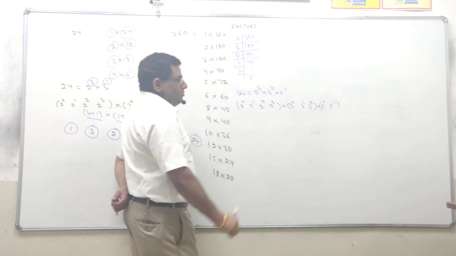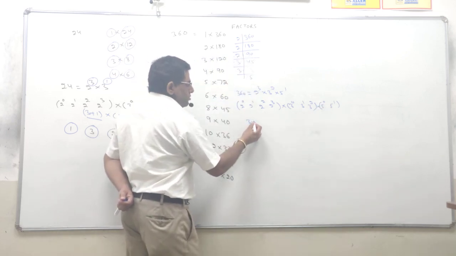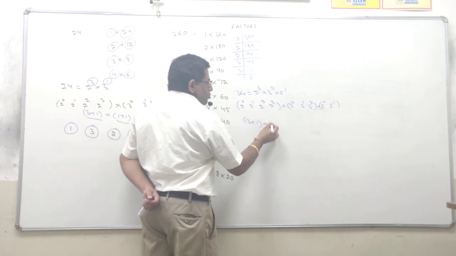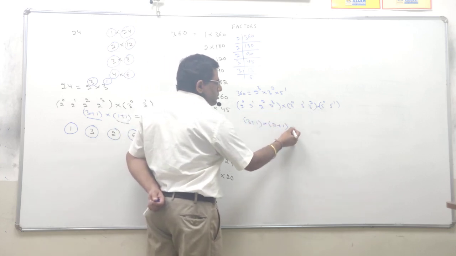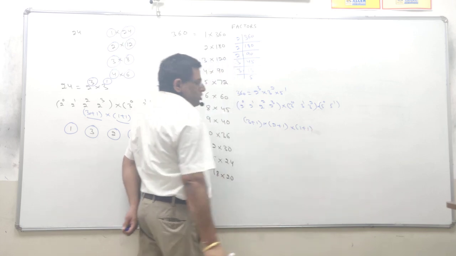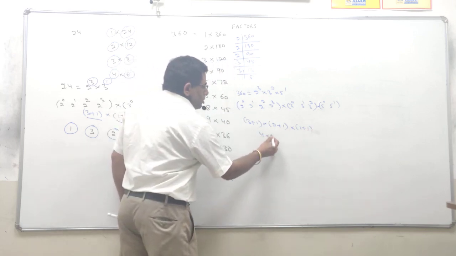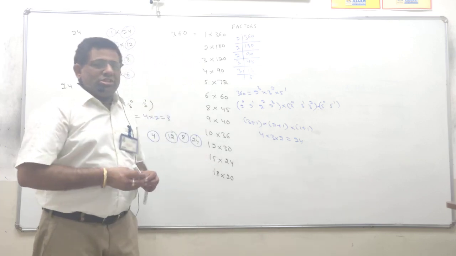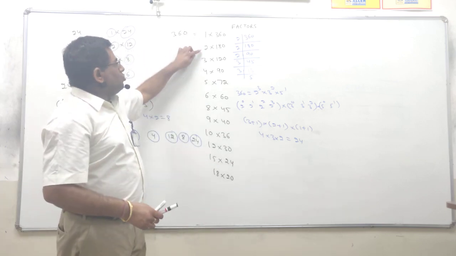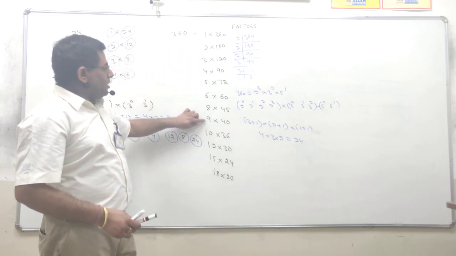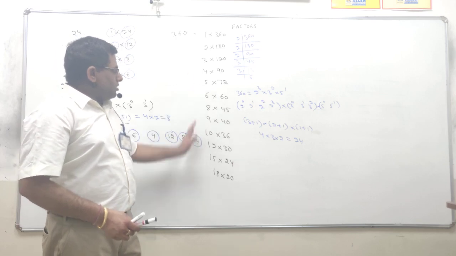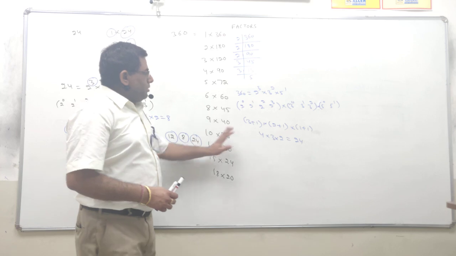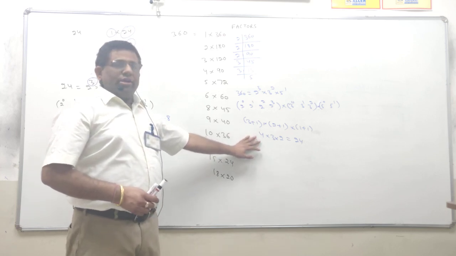So the total number of factors is 3 plus 1, that is 4 choices, into 2 plus 1 into 1 plus 1. So the total number of factors is 4 into 3 into 2, that is, we have 24 factors of 360. You can count here: 1, 2, 3, up to 12, 12 are this factor, 12 are this factor. Total factors are 24. So now we can calculate the factors of any composite number.